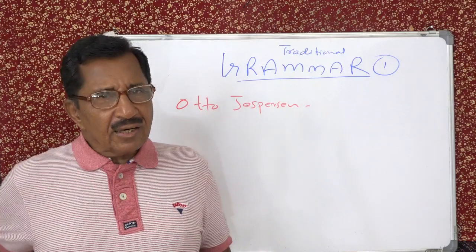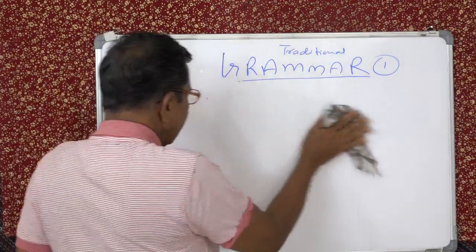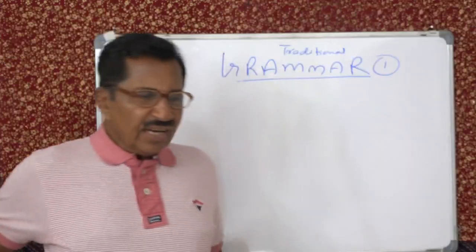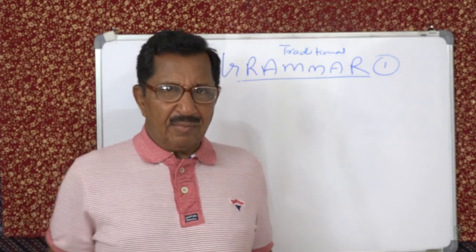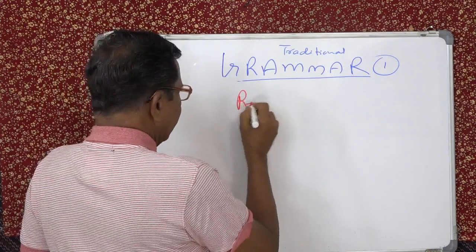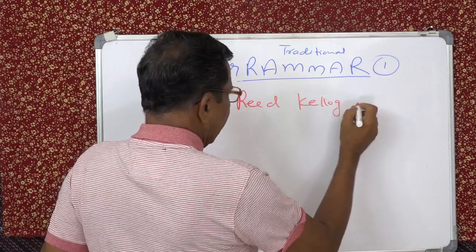There is a traditional method of describing sentences in what we now call the Reed-Kellogg diagram. I don't know whether you have heard of this. Reed-Kellogg diagram.